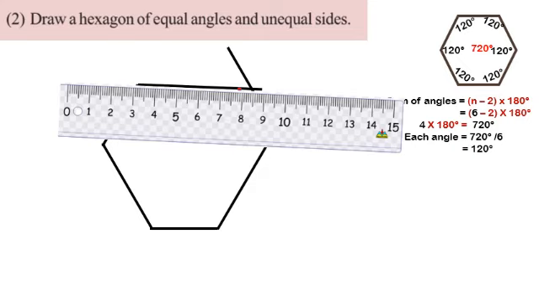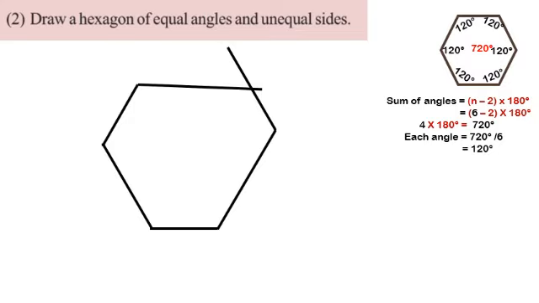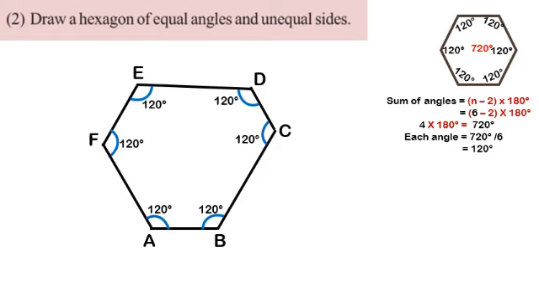Children, here you should extend this line till it intersects the other line. Then erase the remaining parts. In this angle also 120 degree because other 5 angles are 120 degree. So 5 into 120 degree equal to 600 degree. Then 720 minus 600 equal to 120 degree. So the last angle also 120 degree. Then at last let us mark its angles and vertices. Hope it is clear to you.